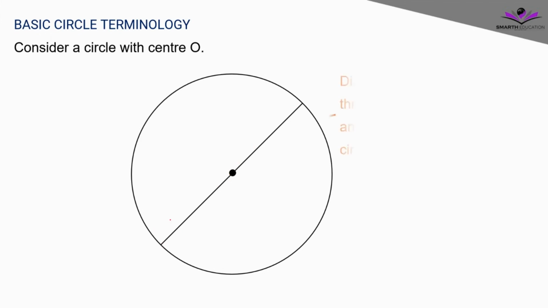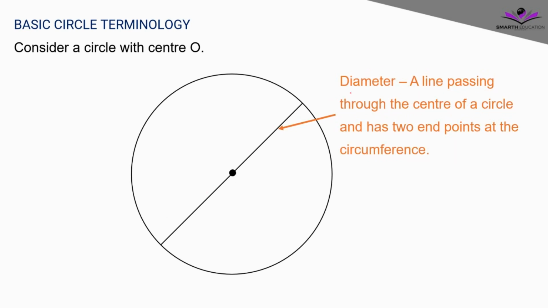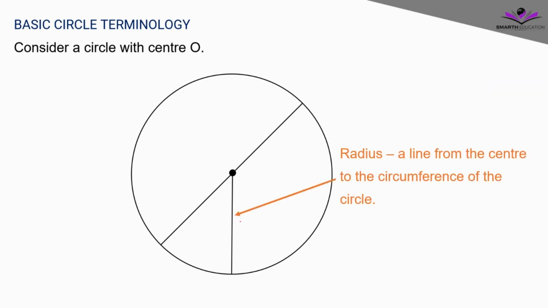This line is called the diameter. A diameter is a line passing through the center of a circle, with two endpoints at the circumference, and it passes through the center. We have the radius. A radius is a line from the center to the circumference of the circle. What's the relationship between diameter and radius? Diameter is 2 times radius, or you can say radius is half of the diameter.